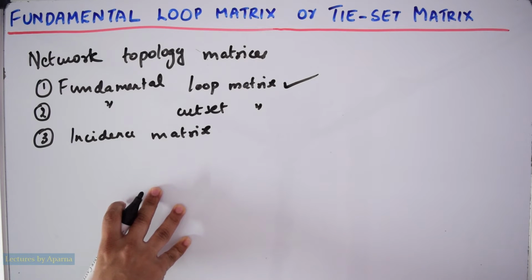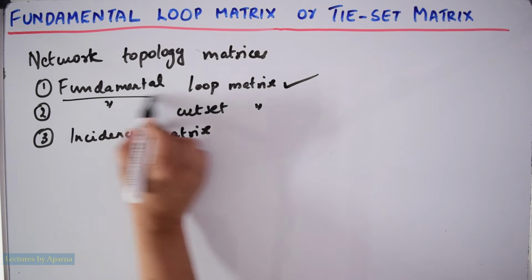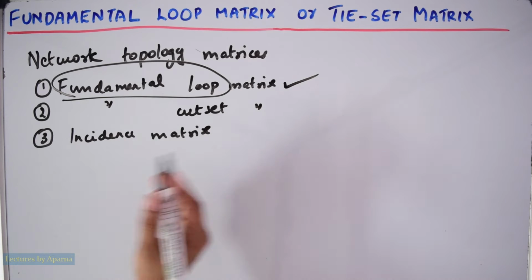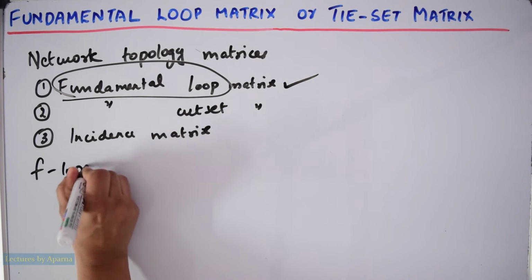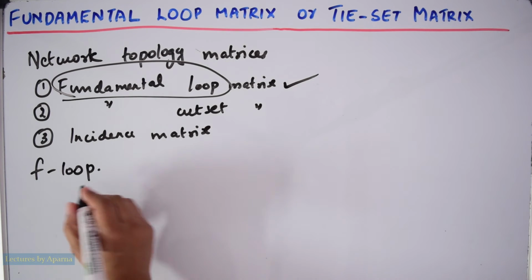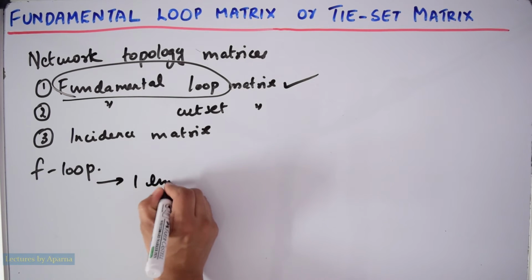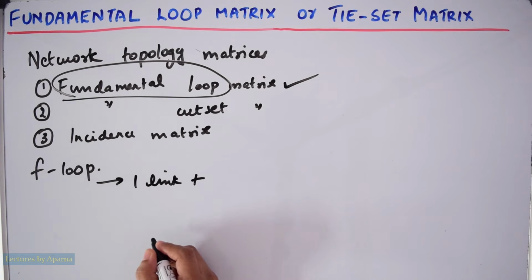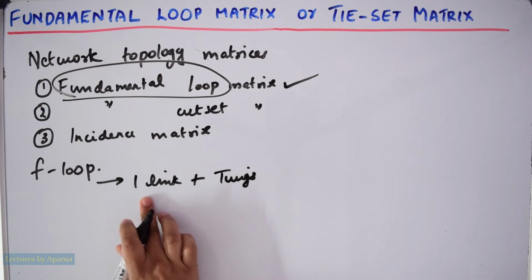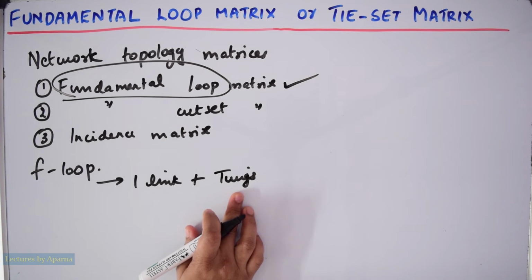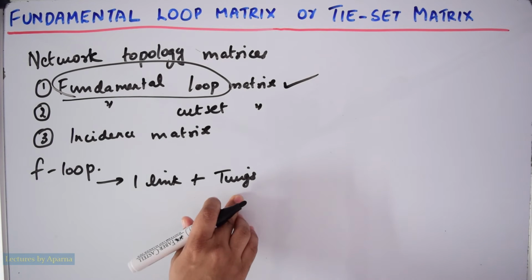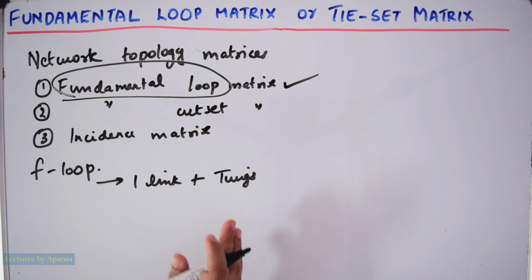Now let us see what is a fundamental loop. What is a fundamental loop? Fundamental loop or F loop is a loop which contains only one link and one or more twigs. One link and one or more twigs. So if you don't know what these terms links and twigs means, please check out the video I have mentioned earlier.